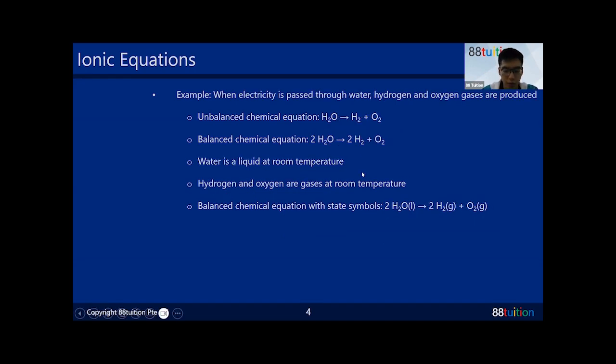Another example, this one should be quite fast. When I pass electricity through water, I form hydrogen and oxygen gas. The question already tells you they are gases, so it will help you with allocating your state symbols later. For the unbalanced chemical equation, you start with water forming hydrogen and oxygen. Balance it using what we learned last week. Then allocate the state symbols. Water at room temperature is a liquid, so we put (l) here. Hydrogen and oxygen are gases at room temperature, as mentioned in the question already, so we allocate (g) to both of them. This will be your balanced chemical equation with the state symbols.